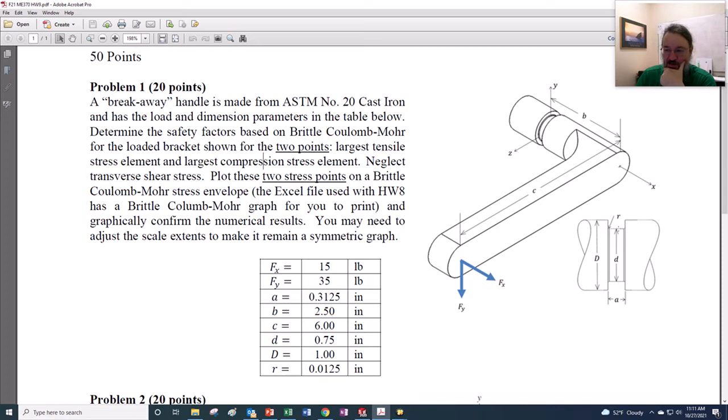The small diameter is 0.75, the large diameter is 1 inch, and then the radius here, the little fillet, is very, very small, 0.0125. And we want to find the safety factor in two different spots, where it's the highest tension and the highest compression.